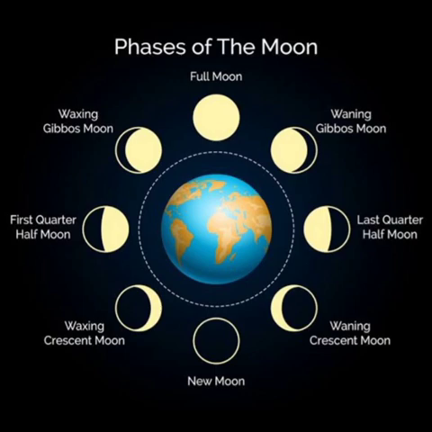The first one is new moon. During new moon, we cannot see the moon, as the side of the moon facing the earth does not receive any sunlight. The second one is crescent moon. When only a small part of the moon gets light and becomes visible to us, it is called the crescent moon.